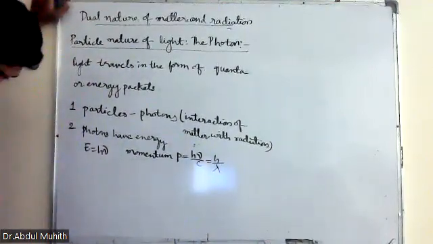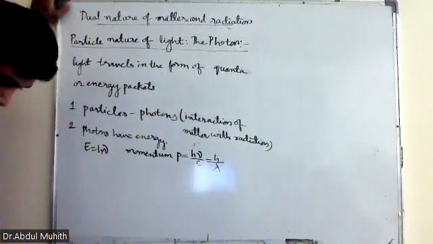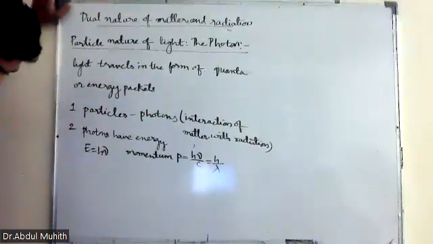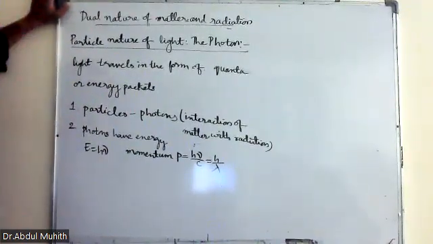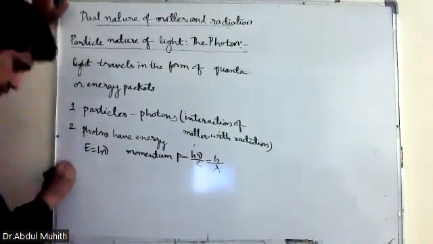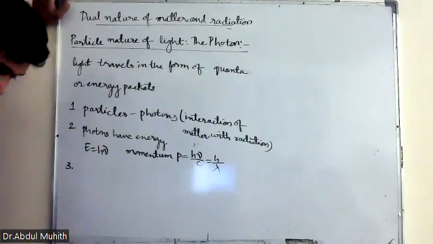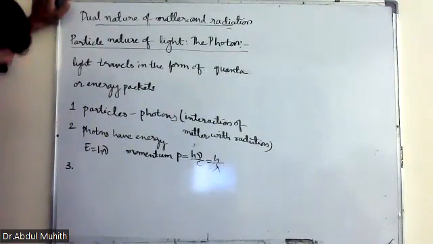Third one. What is lambda? The nu is the frequency, lambda is the wavelength, c is the speed of light. Third one: all photons of light of a particular frequency and wavelength have the same energy.